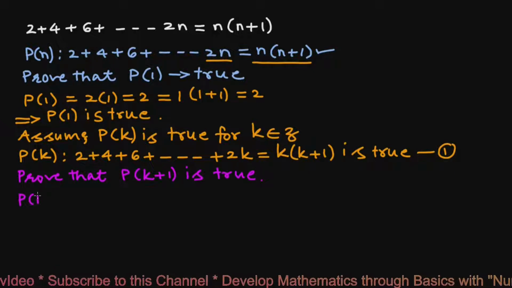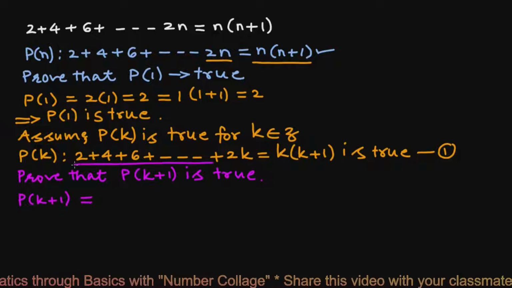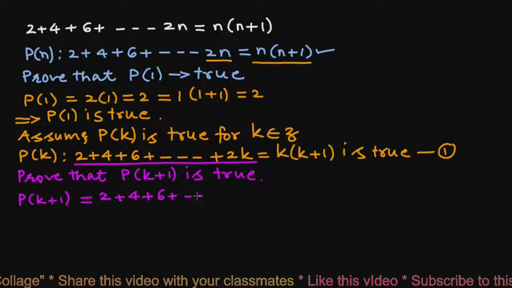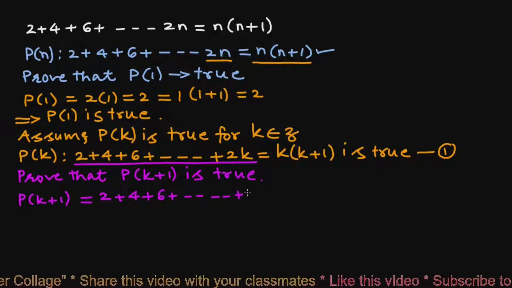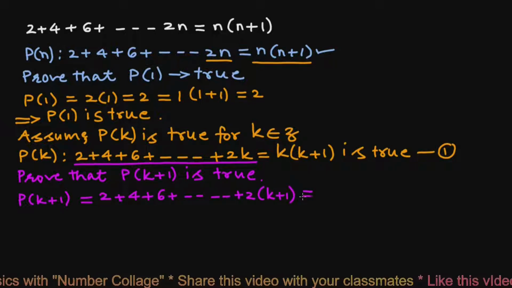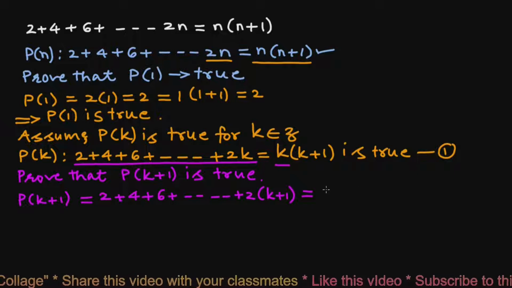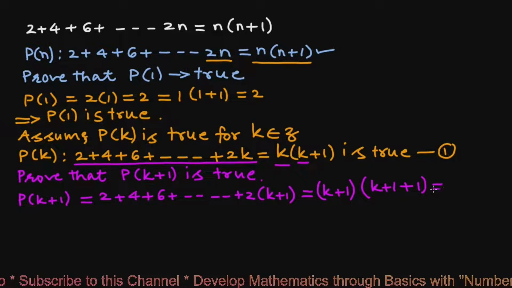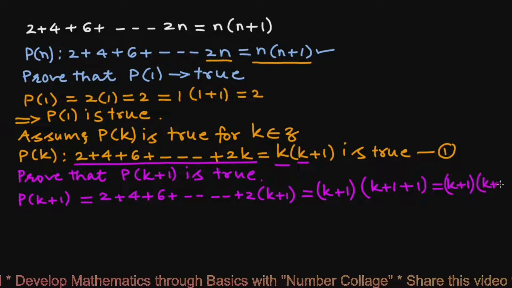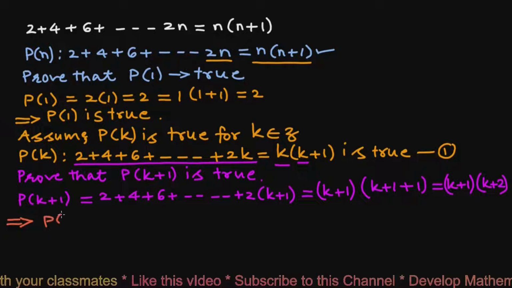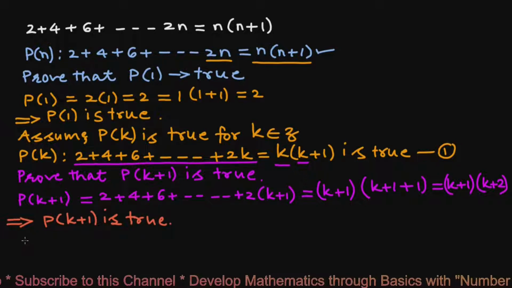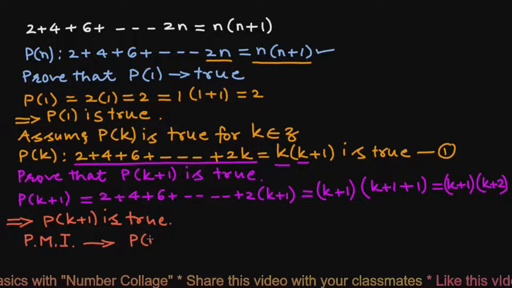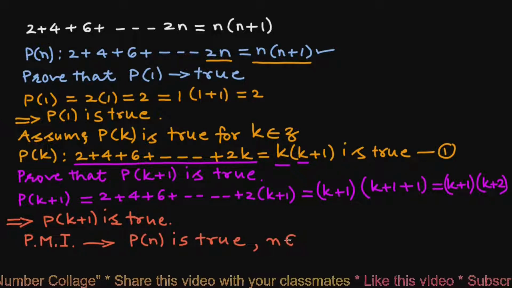Next, we will prove that Pk plus 1 is true. So, Pk plus 1 will be, we write Pk up to this: 2 plus 4 plus 6 plus so on and so forth plus 2 times k plus 1, which equals, putting k plus 1 here and putting k plus 1 here again plus 1, gives us k plus 1 into k plus 2, which implies Pk plus 1 is true. So from the principle of mathematical induction, we conclude that Pn is true for all natural numbers n.